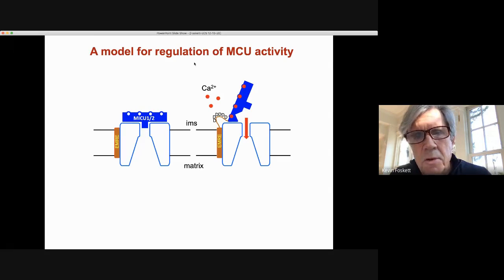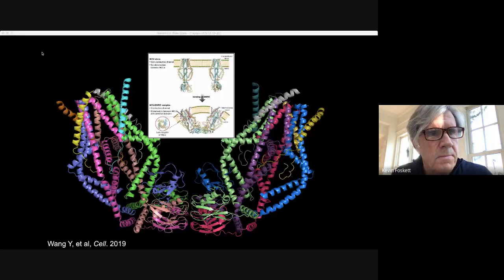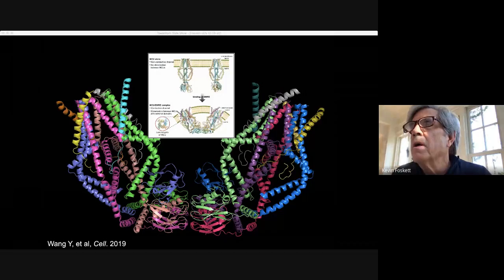And then when calcium rises, there's a conformational change, depicted as this little triangular piece in the MICU1, MICU2 heterodimer, that is sensed by MCU, and the MCU open probability is enhanced, allowing calcium influx.